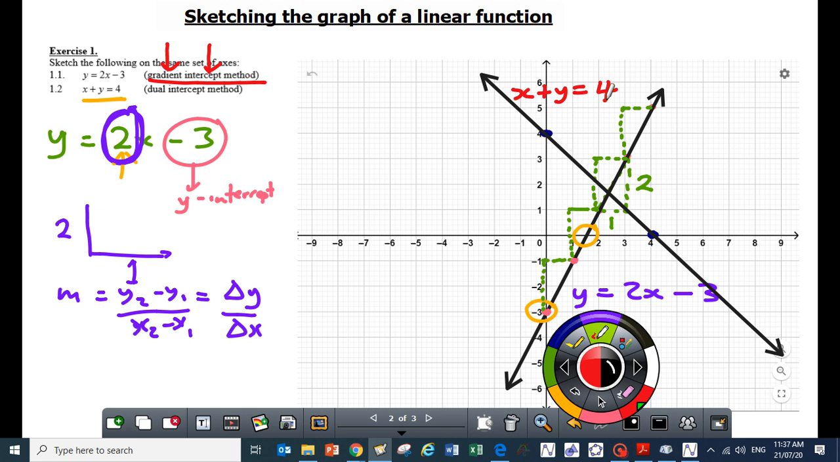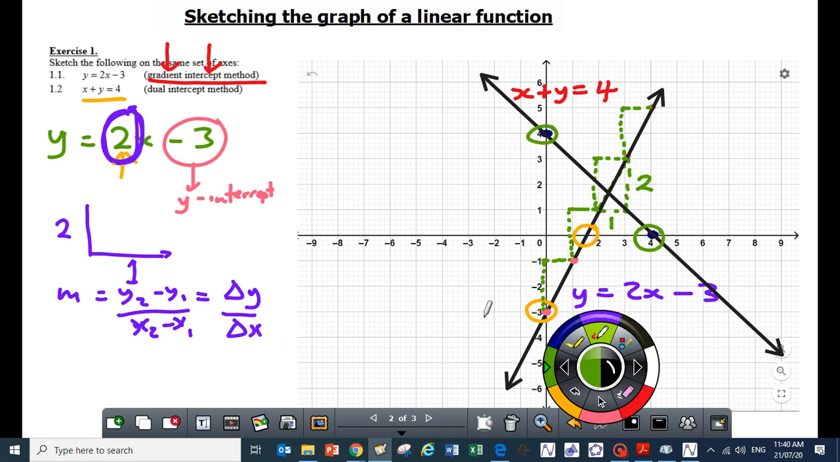So the dual intercept is the easiest. Determine your x-intercept, your y-intercept, plot those two on the graph, take a ruler, join those two points, and make sure you draw the straight line beyond those two points on either side. That's it. A table of values.